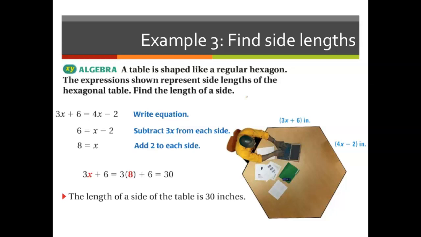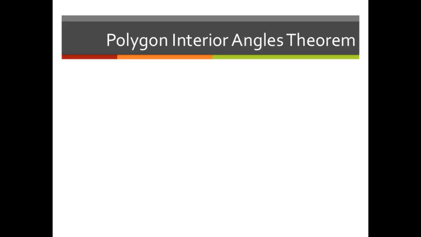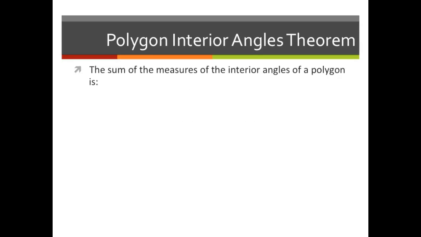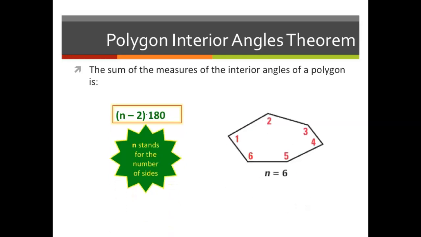All right, we're going to move on to finding angle measures in polygons. The first theorem we're going to talk about is what we call the polygon interior angles theorem. This says that the sum of the measures of the interior angles of a polygon is equal to n minus 2 times 180. What is n? Well, n stands for the number of sides. So say here, for example, this has 6 sides, so I know that the measure of the interior angles of this polygon will be 6 minus 2, which is 4, times 180.